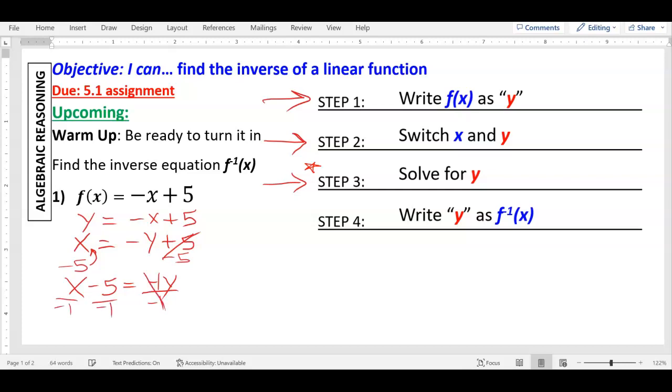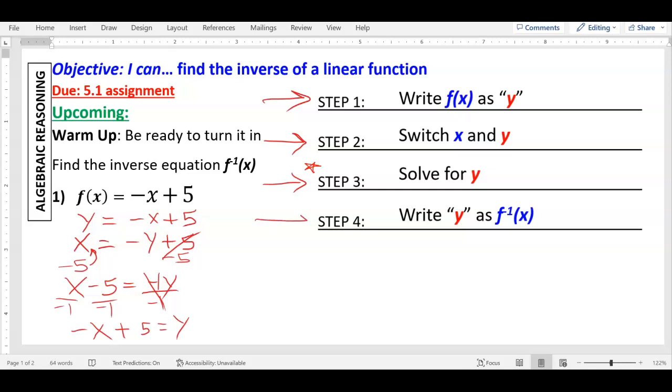What that does is it changes the signs. Positive x becomes a negative x, negative 5 becomes a positive 5, and those canceled out, so it's just y. So negative x plus 5 equals y. Cool. Now I have solved for y.